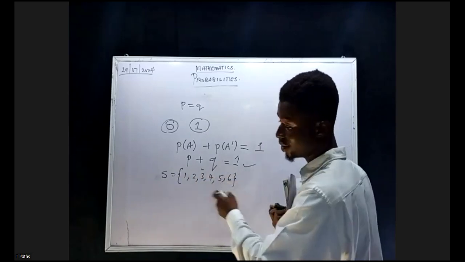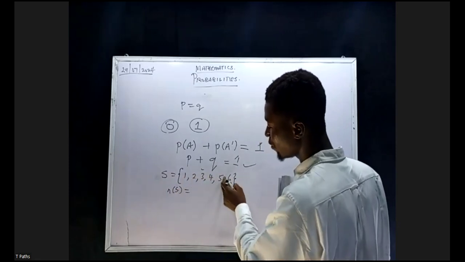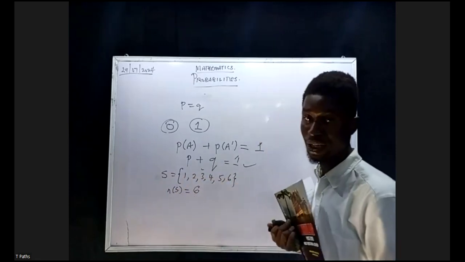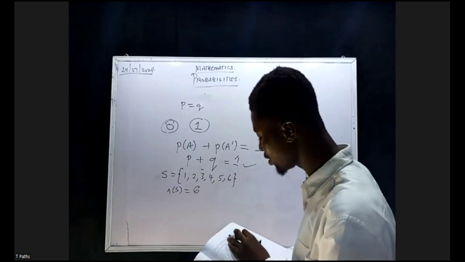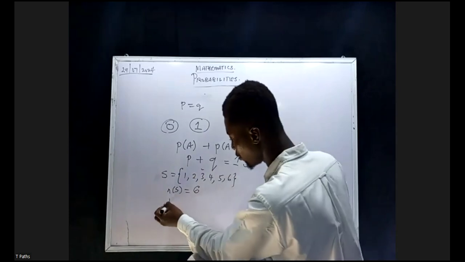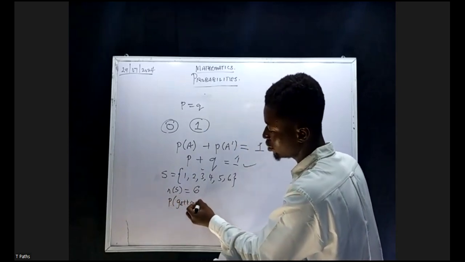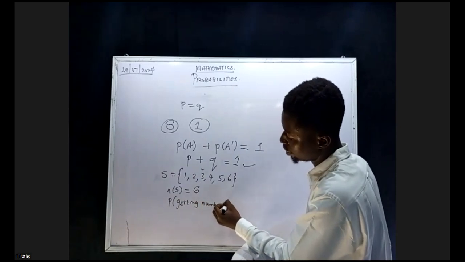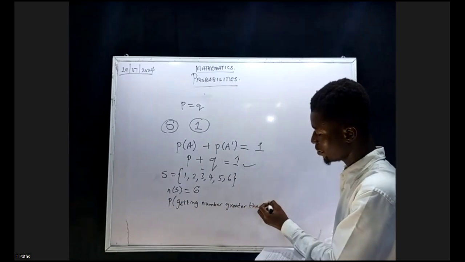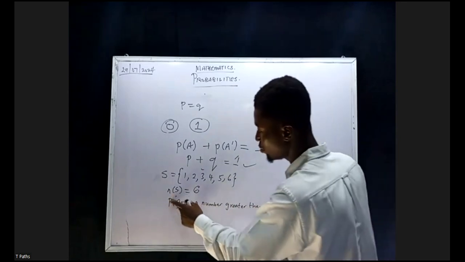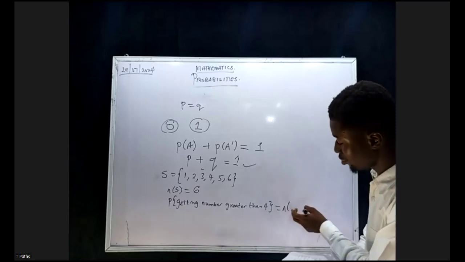You can't get more than this. So the size of the sample space is 1, 2, 3, 4, 5, 6, which is 6. You get that now? So now the question asks: what is the probability of getting a number greater than 4? Probability of getting a number greater than 4.